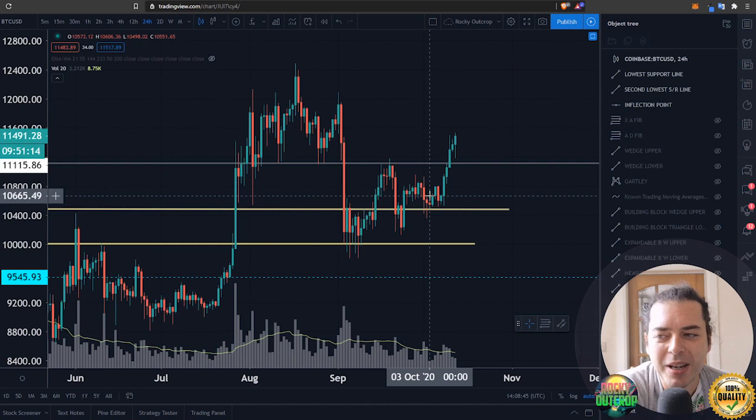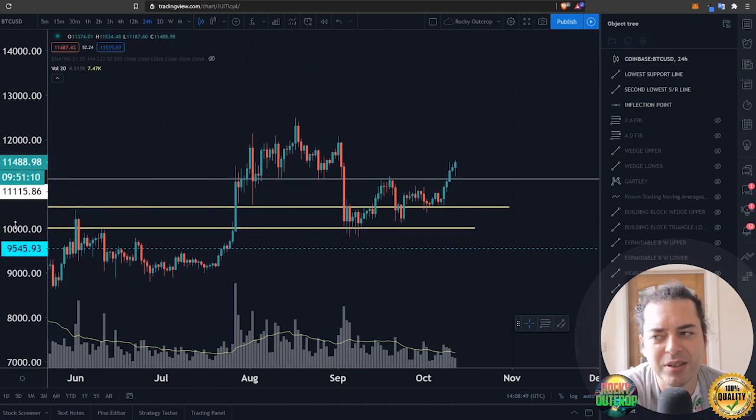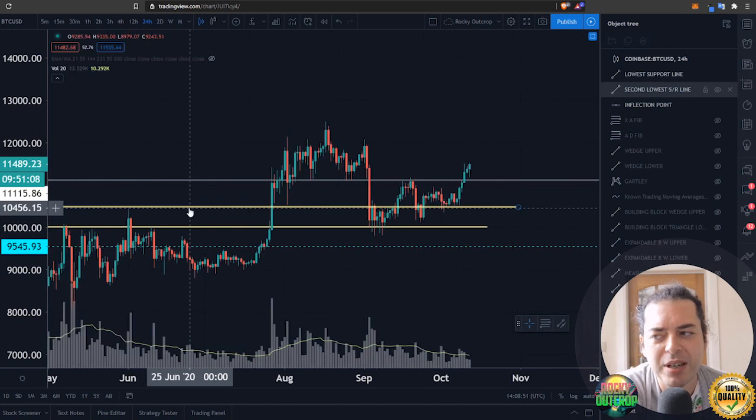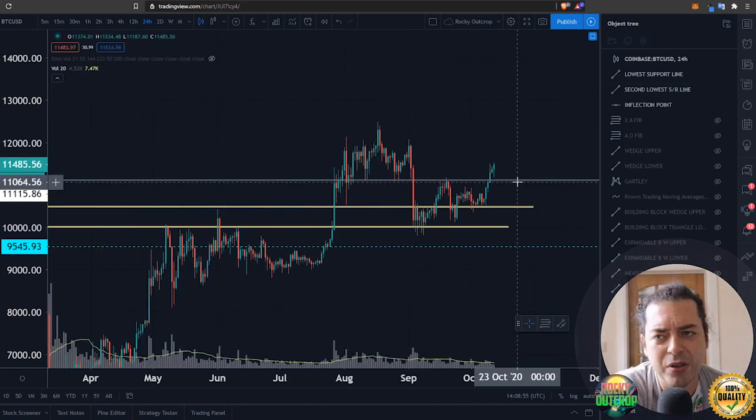Here we are on the 24-hour time frame, and as I said, I'm just going to use the price action to draw out this story. And as I zoom out here, you can see where we are in relation to these lines that are drawn on the chart. And as I hover over them, you can see them being highlighted over here in my object tree, where I've named them as well.